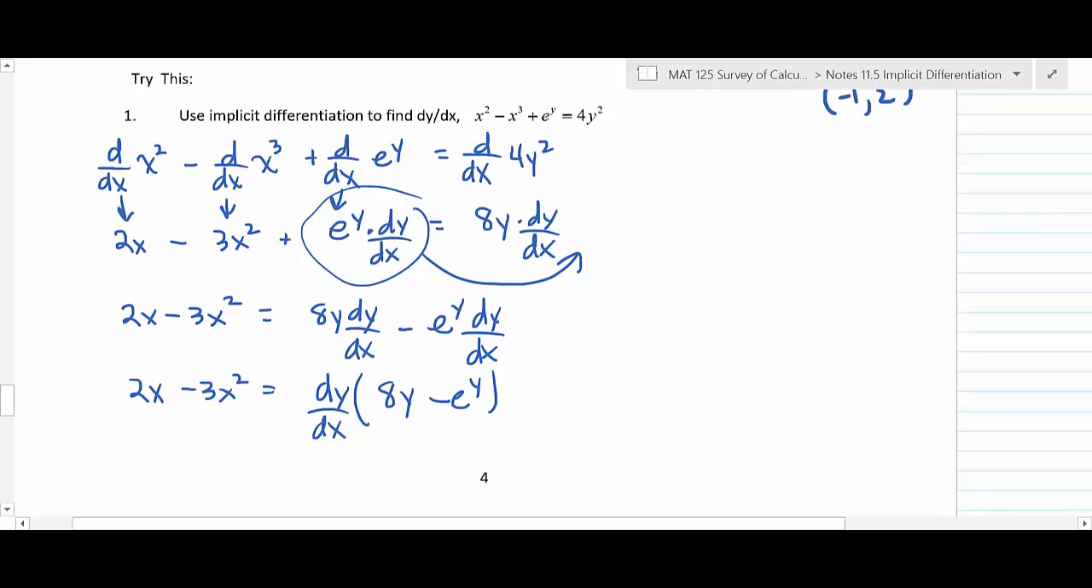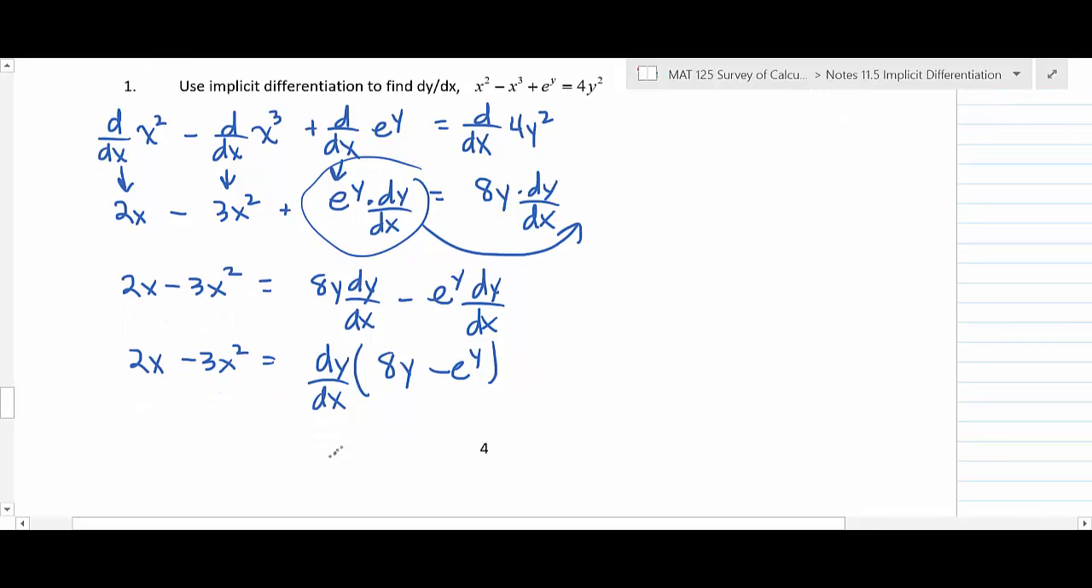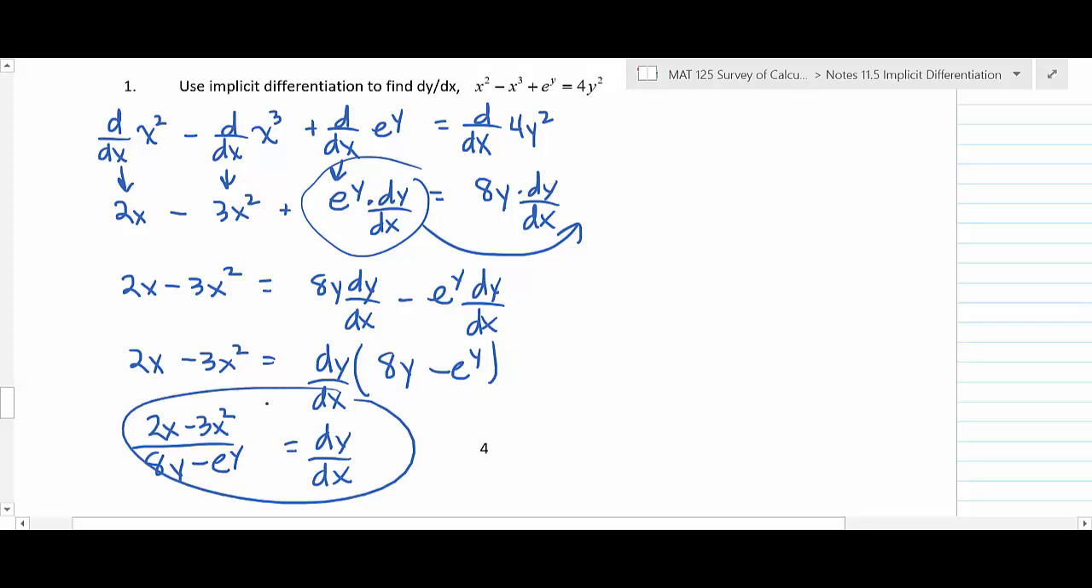And you can do that division step in your head if you want to. So you would have dy over dx is equal to 2x minus 3x squared over 8y minus e to the y. Okay, that's one way to do it. Okay, so the key thing is, if you didn't get this, you got to make sure you have that, and then you got to make sure that you're correctly getting the dy over dx by itself, because that's what you're solving for. Okay, is there anything that anybody doesn't understand?